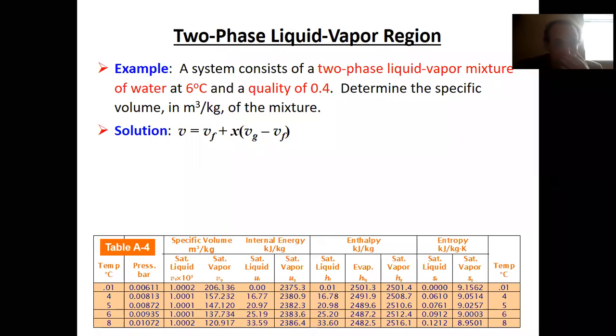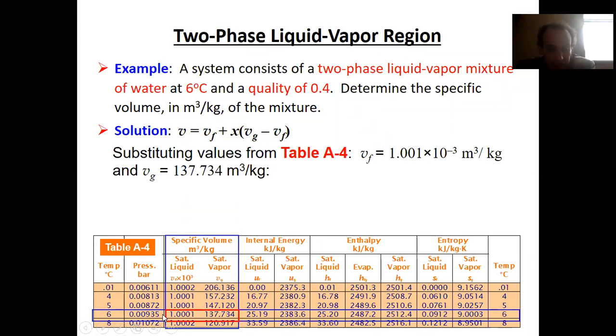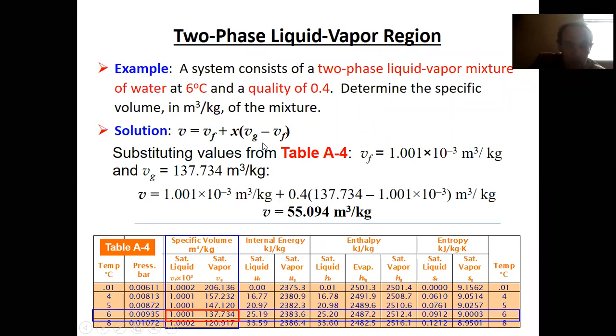Another example, here it is. The question is: the system contains a two-phase liquid-vapor mixture at 6 degrees Celsius and the quality of 0.4. So you know it's a saturated mixture already. Please determine the specific volume. So what should you do? Again, you go to the temperature table because you have the temperature. In this temperature table, go to this temperature line, and here are all your values. Here is VF and here is VG. And you will use this formula to calculate. And that will be the answer.